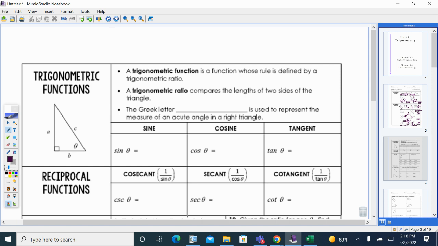The trig functions. A trigonometric function is a function whose rule is defined by a trigonometric ratio. A trigonometric ratio compares the lengths of 2 sides of the triangle.